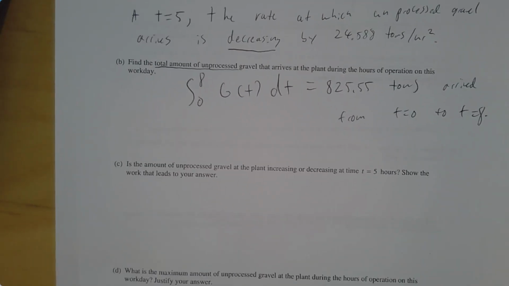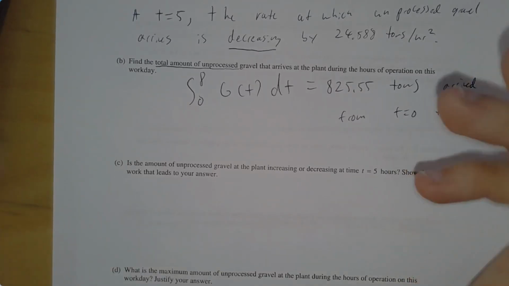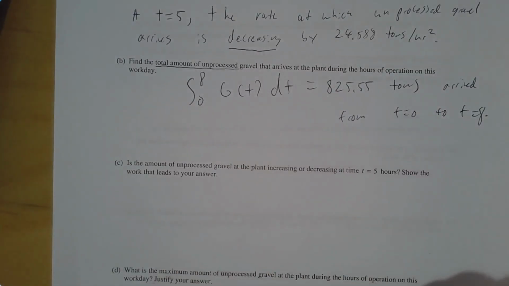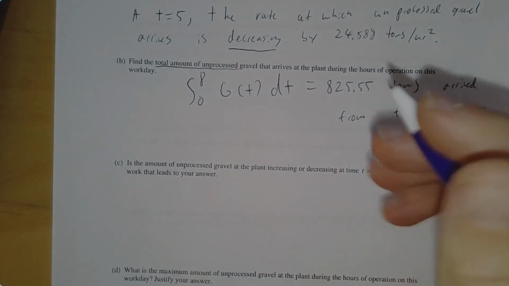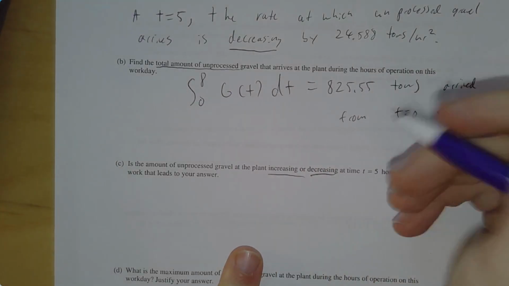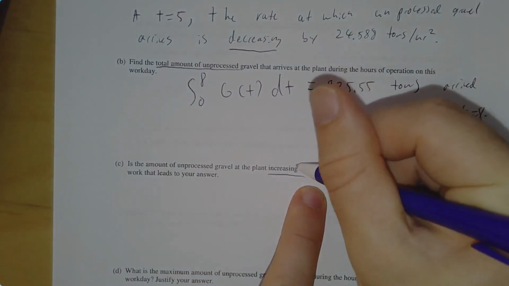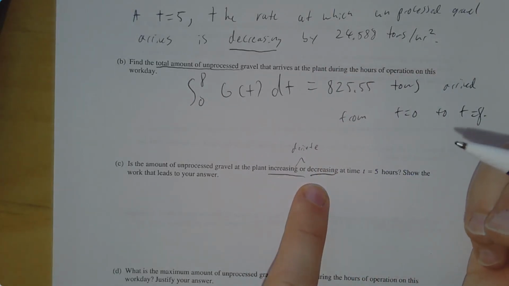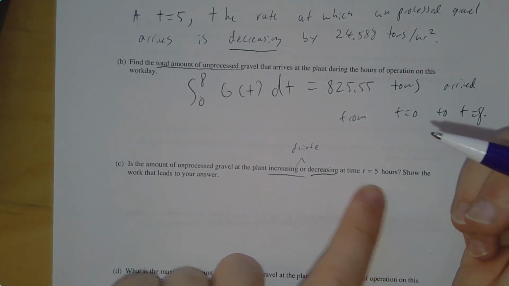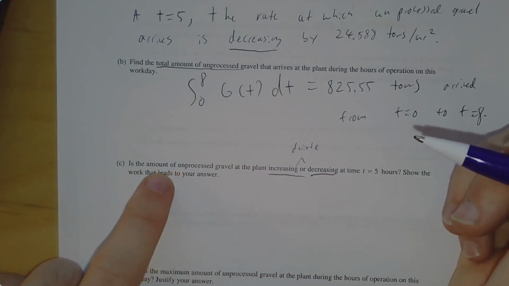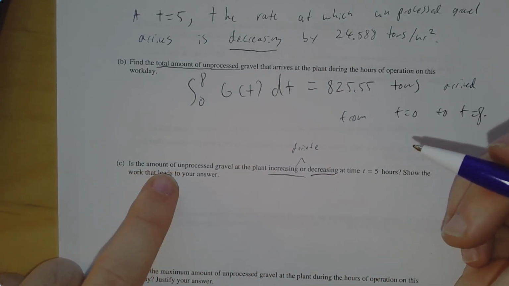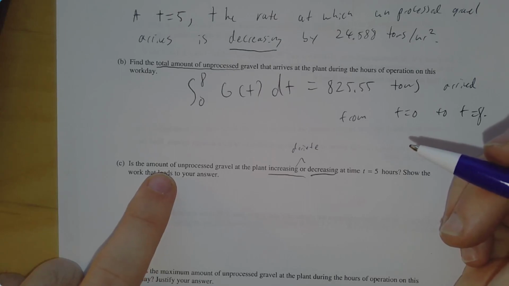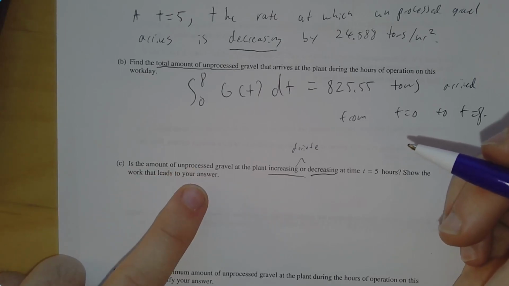Is the amount of unprocessed gravel in the plant increasing or decreasing? Whenever a question is asking about increasing or decreasing, you should immediately be thinking about derivative. Derivative positive, increasing. Derivative negative, decreasing, at time t equals 5. But I want the amount, so obviously I want to take the derivative of the amount. Does that make sense?